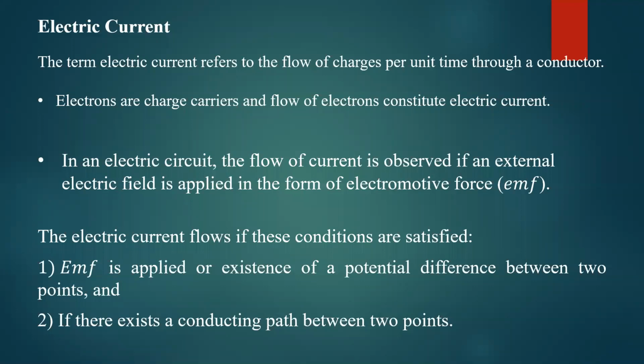What are the conditions to observe the electric current? Okay, the electric current flows if these conditions are satisfied. What are those conditions? First condition is EMF should be applied, or there should be existence of potential difference between two points of the conductor. Okay, there should be potential difference. What do you mean by potential difference? So potential energy at a particular point should be different from potential energy at the other point. Okay, with respect to the electron, we have to find the electric potential energy. So that is called potential difference.